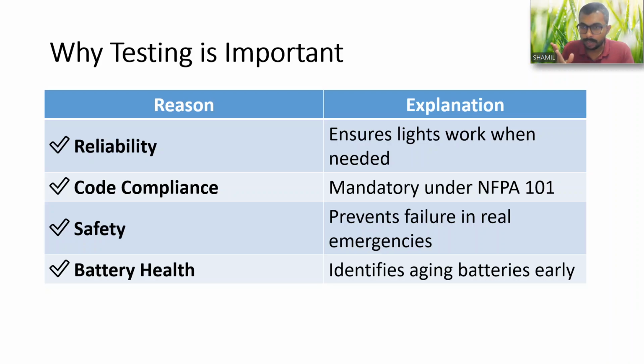So we have the reliability aspect, the code compliance aspect, then the safety aspect, and then the battery health aspect. Reliability is basically to see whether the lights will work when needed during the time of the actual power failure. Code compliance is to ensure that these lights are mandatory under NFPA 101. Safety is to prevent failure in real emergencies, and battery health is to identify aging batteries early. So this is why testing is important: reliability, code compliance, safety, and battery health.